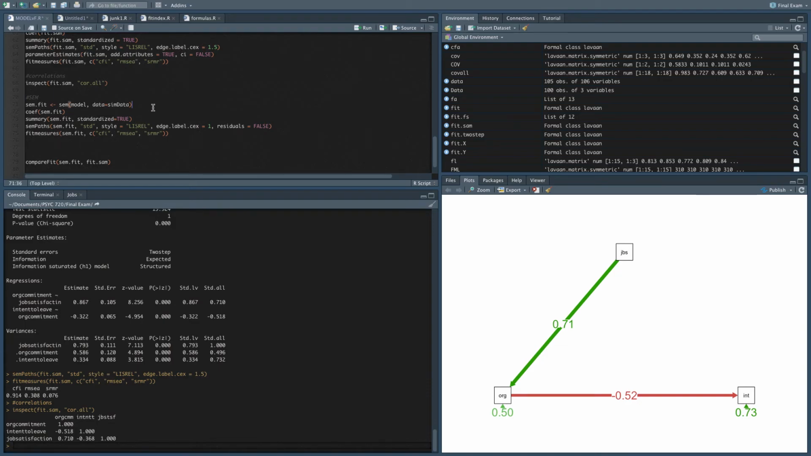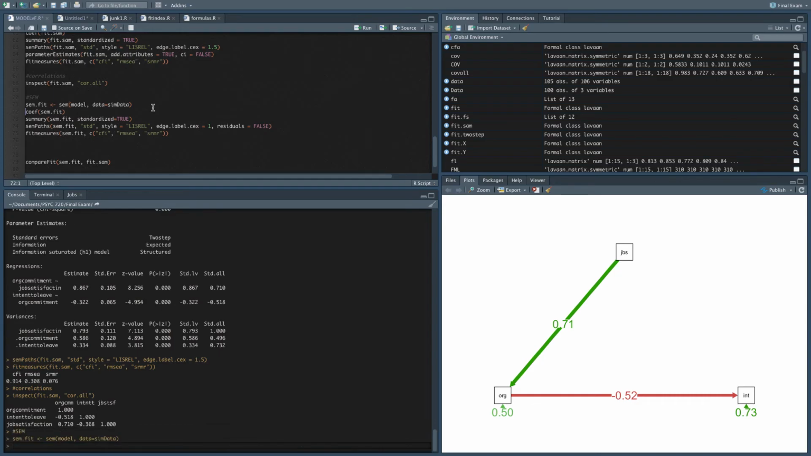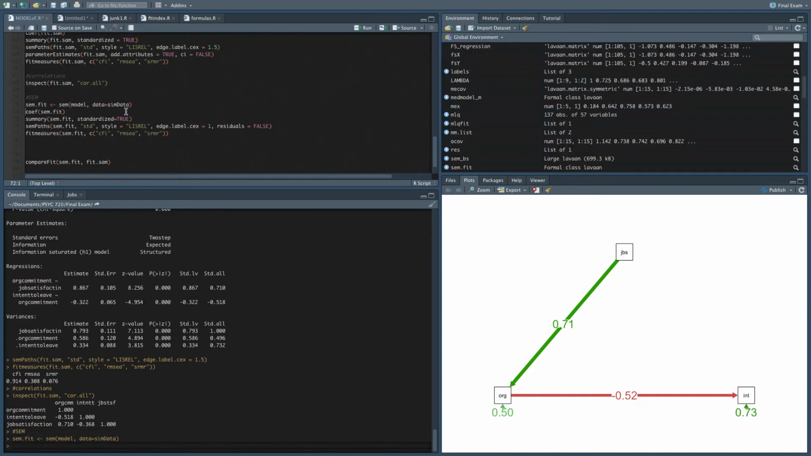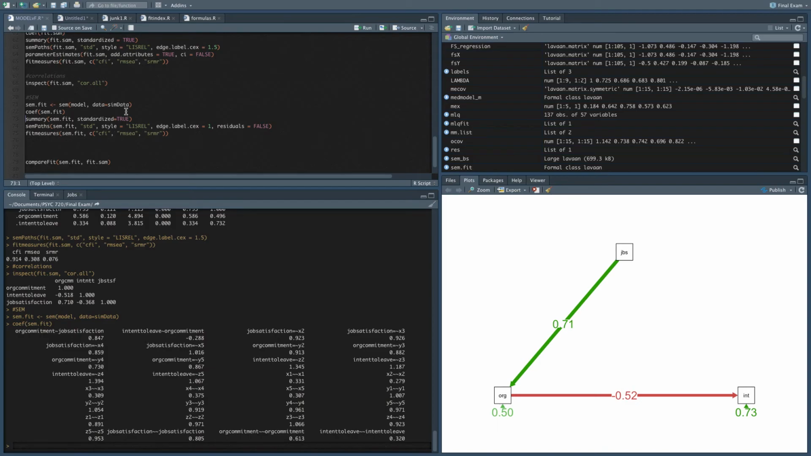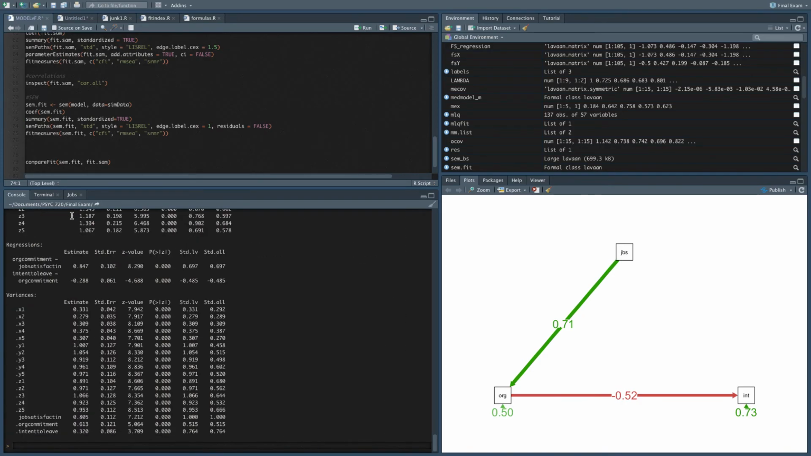So I'm going to call this SEM fit using my same model, same data. We're going to look at those coefficients. Like I said earlier, this one's going to have a lot more parameters because it's looking at the parameters with regard to each observed variable we have, these manifest variables. Let me run the summary so we can see how many there are.